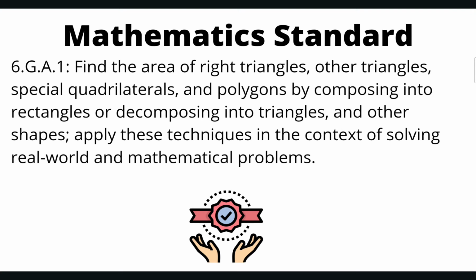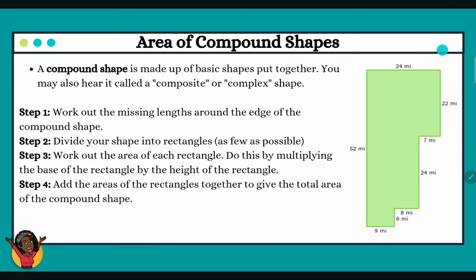6.G.A.1. Find the area of right triangles, other triangles, special quadrilaterals, and polygons by composing into rectangles or decomposing into triangles and other shapes. Apply these techniques in the context of solving real-world and mathematical problems. Calculating the area of compound shapes.